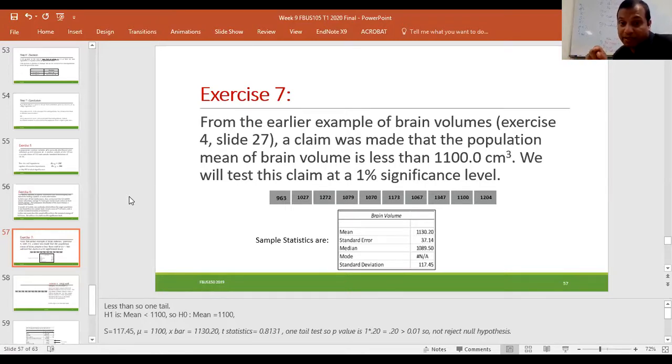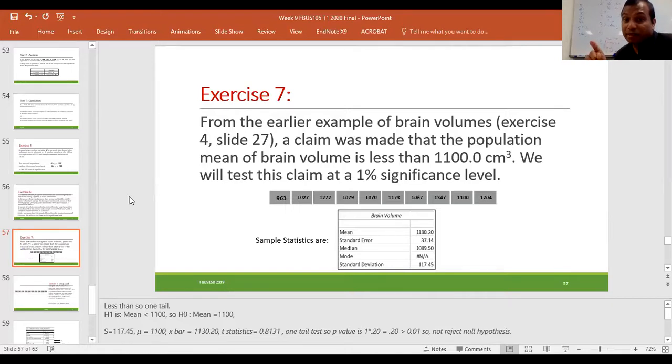In the brain volume table, the mean is 1130.20, whereas the standard deviation is 117.45. So the sample statistics are given, and you need to assume that the population is normally distributed. This is just a fraction of the bigger sum. So what is important here? A claim was made, so this is a case of hypothesis testing. The claim is that the population mean of the brain volume is less than 1100.